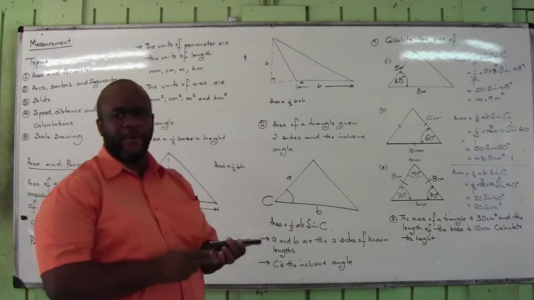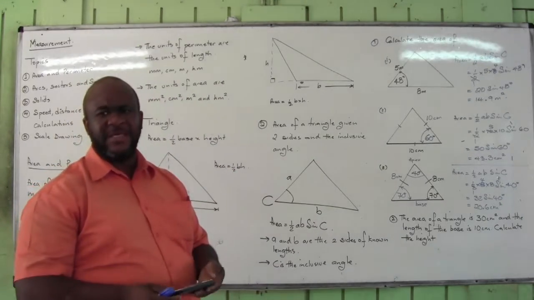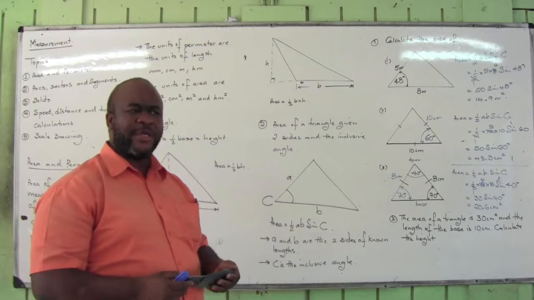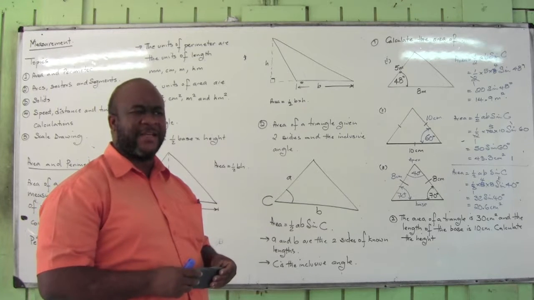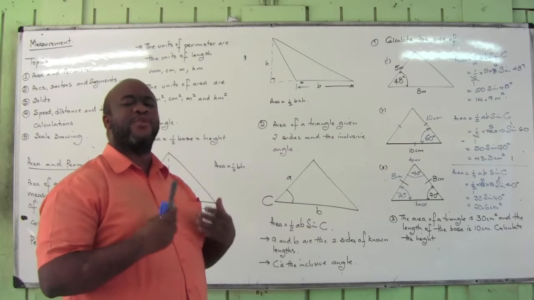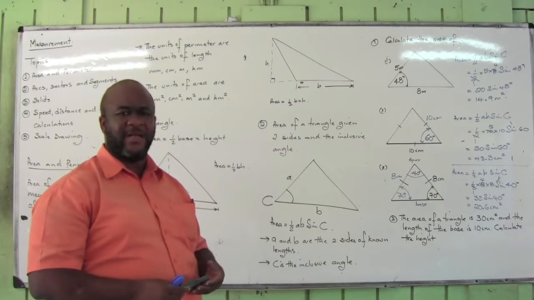So far the only formula we use is a half AB sine C. When do we use that formula? When we know the length of 2 sides and the angle between them.